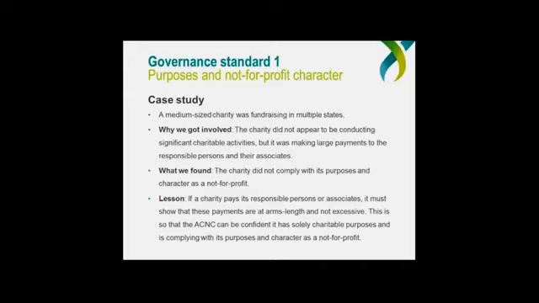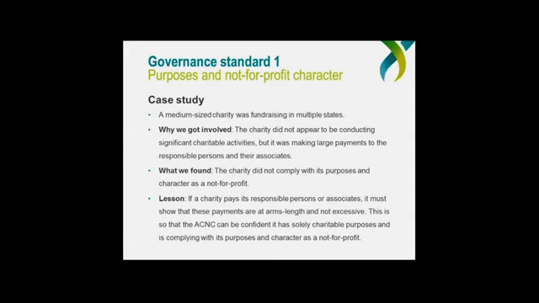And this is so that we can be confident that you have a solely charitable purpose and that you are complying with your purposes and character as a not-for-profit. So the consequences of not being able to do so can be serious, and ultimately they can result in us revoking the registration of a charity. So that's one case study linked to Governance Standard 1.